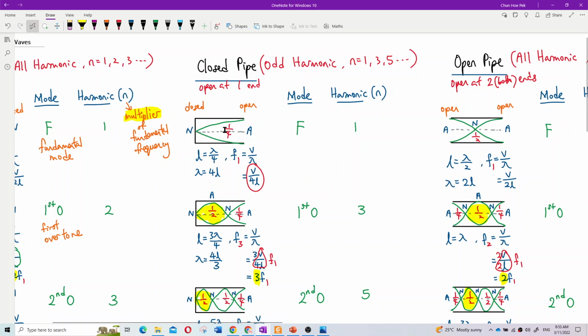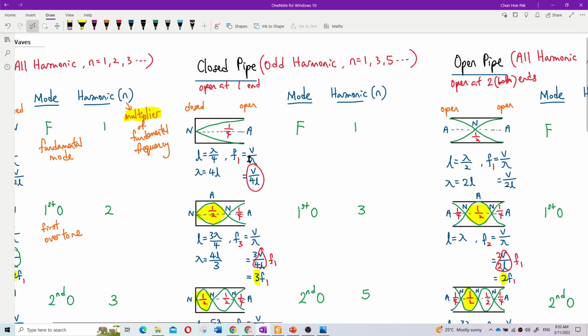And then find the frequency of the sound, or the frequency of the air particle. It is v over lambda, or v equals f lambda. So f equals v over lambda. Lambda is 4L, so substitute. This is the formula: f equals v over 4L. That's for the closed pipe. Understand?